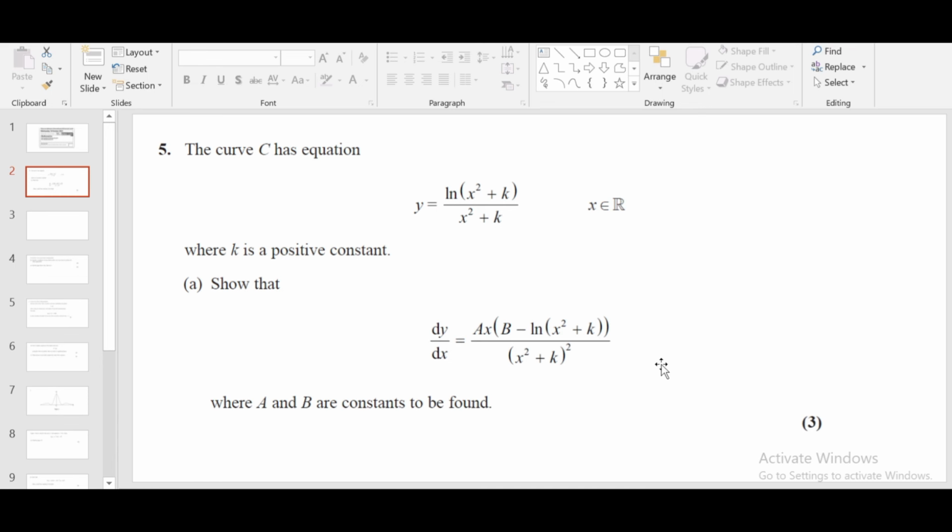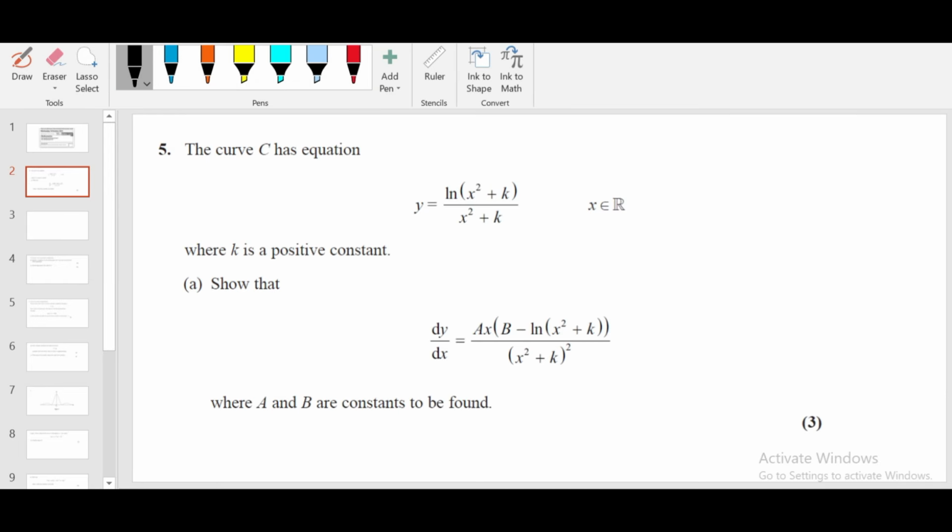Question number 5. The curve C has the equation y = ln(x² + k) divided by (x² + k), where k is a positive constant. Show that dy/dx is this. We just need to apply the quotient rule.